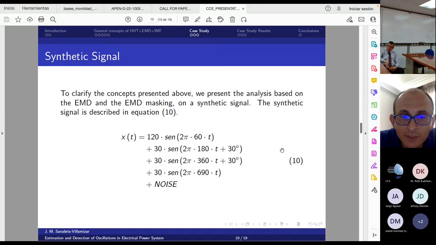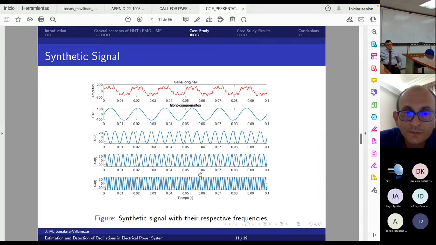In this paper, we use a synthetic signal that has different frequency components and finally a noise component. Now we are using real signals, okay? Real signals from the smart meters that we are using in our labs in Mexico and in Colombia. But for the paper, the signal that we used was a synthetic signal. And the goal is to try to discover these frequencies that you can see here: 60 hertz, 180 hertz, 360 hertz, and 690 hertz.